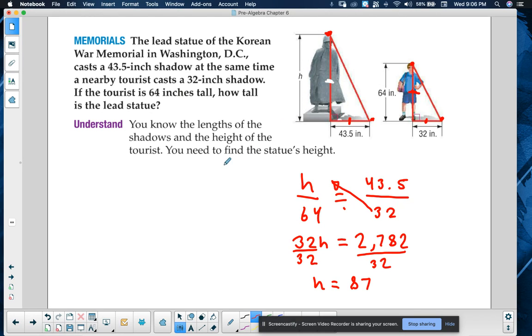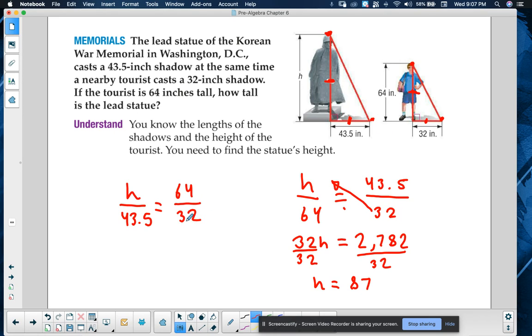Another way to set it up is you can also take the side h, and the other side of the triangle, the larger triangle, is 43.5. So we're trying to find that proportion. Should be the same as the proportions for, we're comparing the same side, h. The congruent side is this side, so 64. And that's going to be connected to 32.